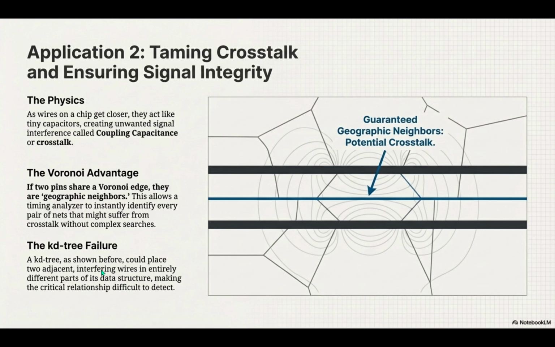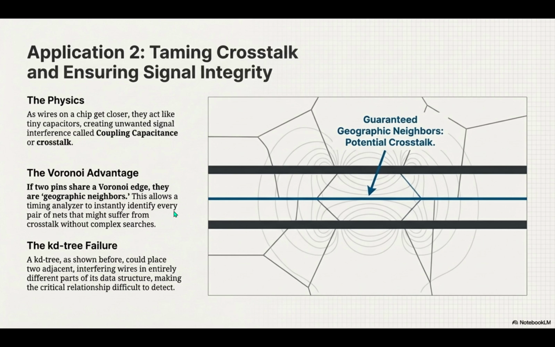Making the problem invisible. Right. The Voronoi diagram, on the other hand, guarantees visibility. There's a simple rule: if two components share a Voronoi edge, a boundary, they are guaranteed to be geographic neighbors. So a timing analysis tool doesn't have to search millions of wire pairs. No, it just has to look at the boundaries on the map.